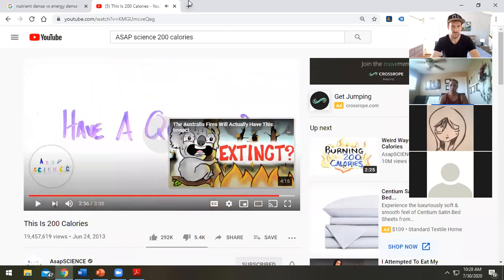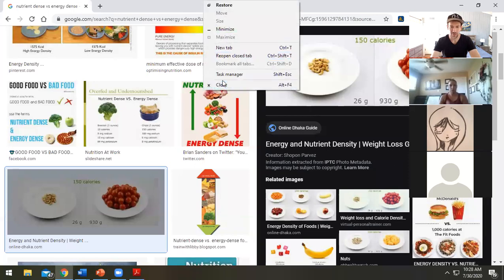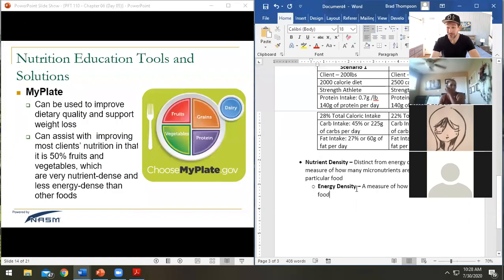So, I like how they kind of flip it at the end there, by the way. Sometimes lower calorie options are not healthier. Sometimes they have less nutrition, less nutrient density in them.